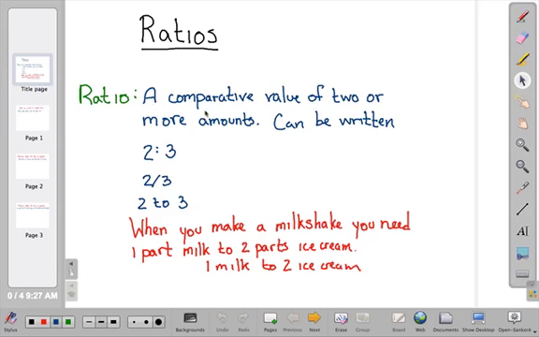A ratio is a comparative value of two or more quantities, and it can be written as 2:3, 2/3, or 2 to 3. An example would be, when you make a milkshake, you need 1 part milk to 2 parts ice cream. So to write that as a ratio, you'd write 1 milk to 2 ice cream.